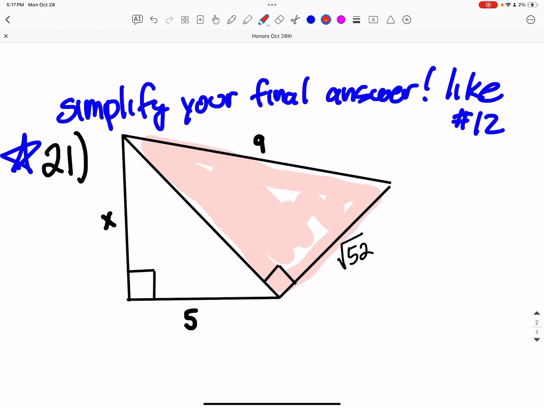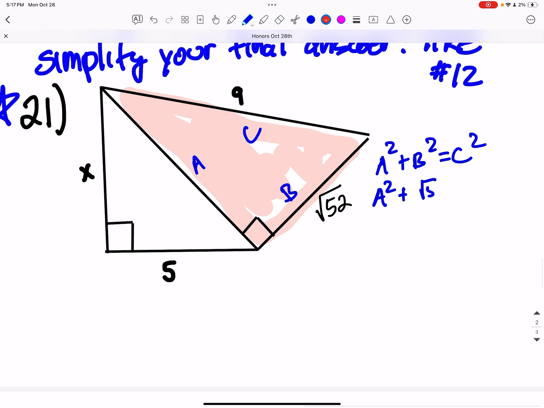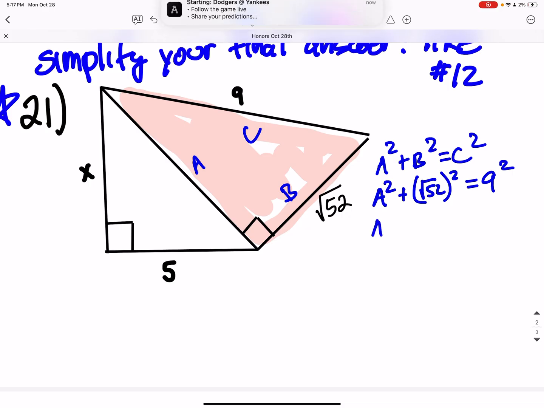Now, on this one, this is the A side, this is the B side, and this is the C side. So if I want to write this as A squared plus B squared equals C squared, then it's A squared plus the square root of 52, and I'm going to square that, equals 9 squared. All right, A squared plus 52, when it's a square root squared, it just goes away, equals 81.